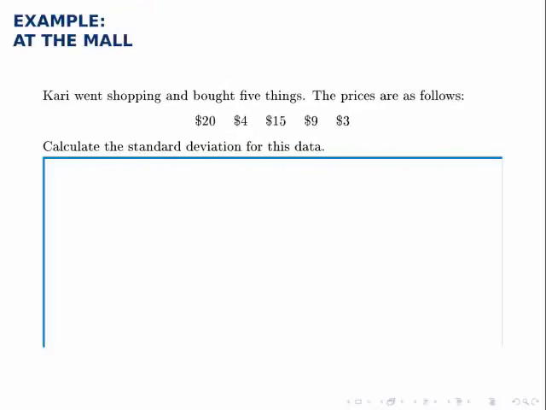Here we'll calculate the standard deviation by hand using the formula instead of using the built-in function in the calculator, just to illustrate how the formula works. We have 5 data points and we want to calculate the standard deviation. The first thing we need to do is to calculate the mean. So the mean, remember, is the sum of the data points divided by the number of data points. So we add them up and divide by 5, and we find that the mean is 10.2.